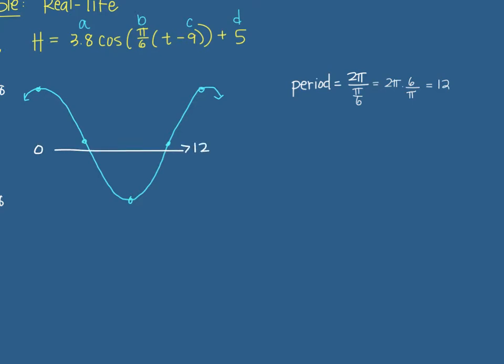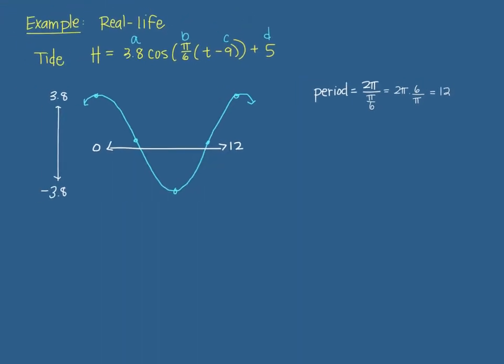What are we talking about here again? What real life situation? Tide? So 12 what? How long is the cycle of the tide? 12 hours, exactly. Right? The cycle of the tide is 12 hours. All right, so we don't need to force this onto graph paper. We freehand it.